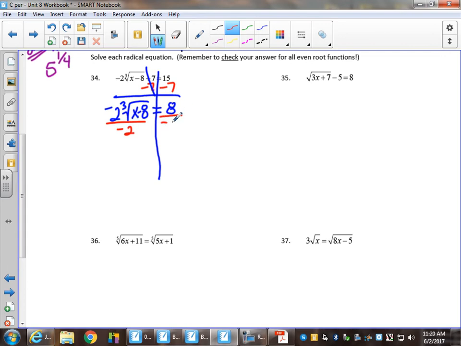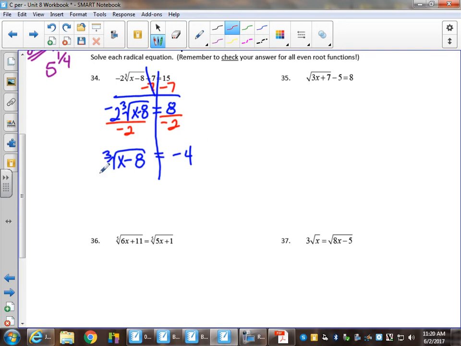Good. Because what's happening here? What's happening with the negative 2 in this radical? What operation is happening right here? Multiplication. What undoes multiplying? Dividing. So what's left on the left side? The radical, good. Third root of x minus 8. And then that'd be negative.